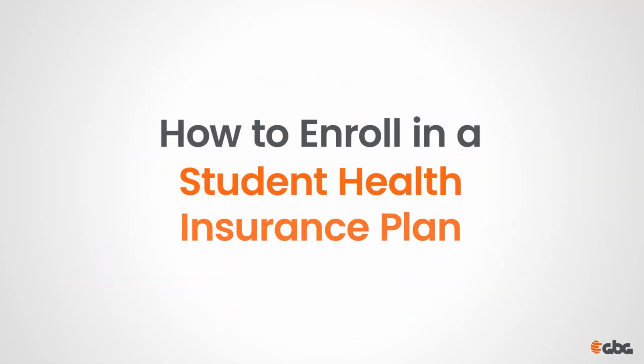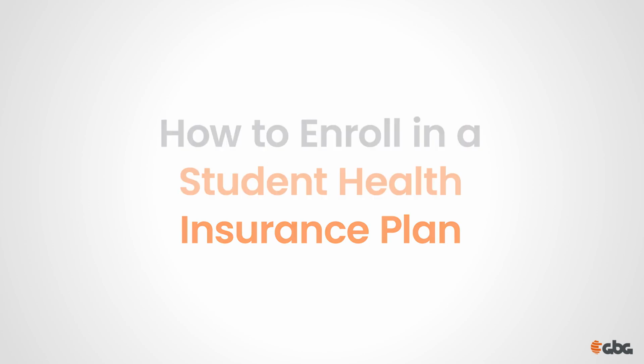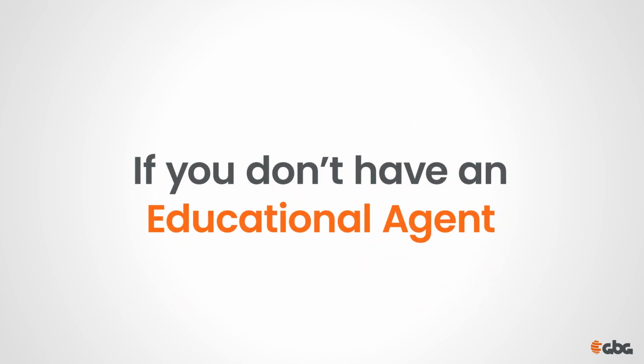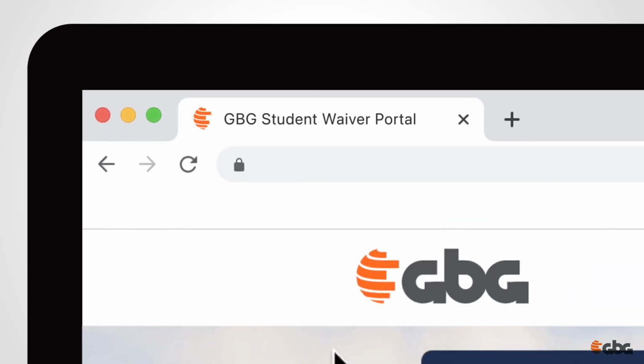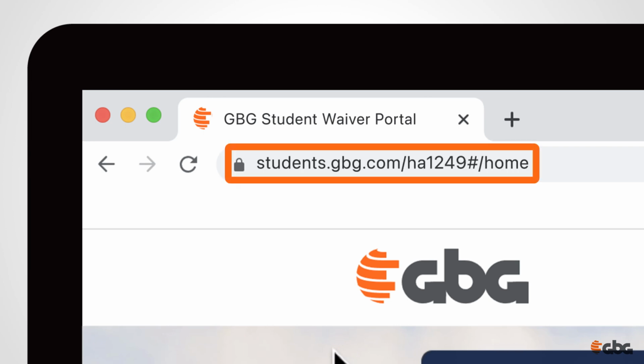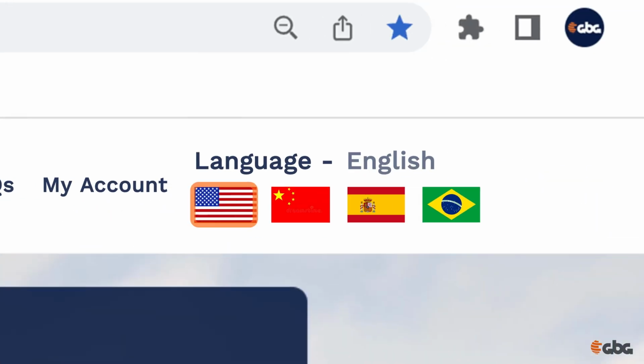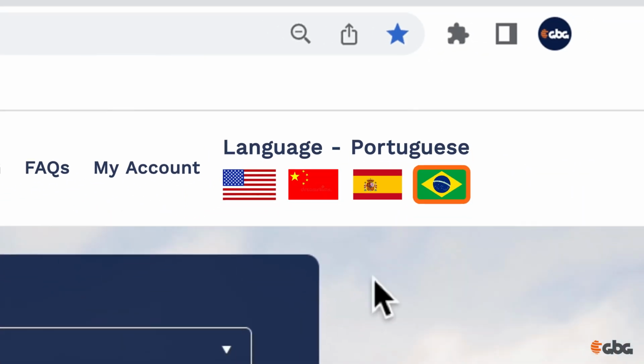How to enroll in a student health insurance plan. If you don't have an educational agent, contact us at student.waiver@gbg.com. We are here to assist you. Let's get started. Go to the URL provided by your agent. The site is accessible in 4 languages.